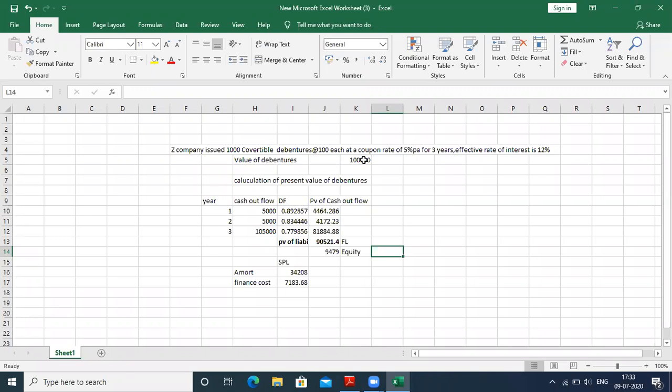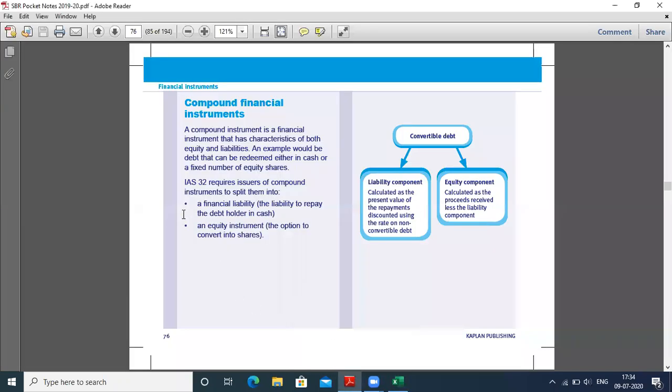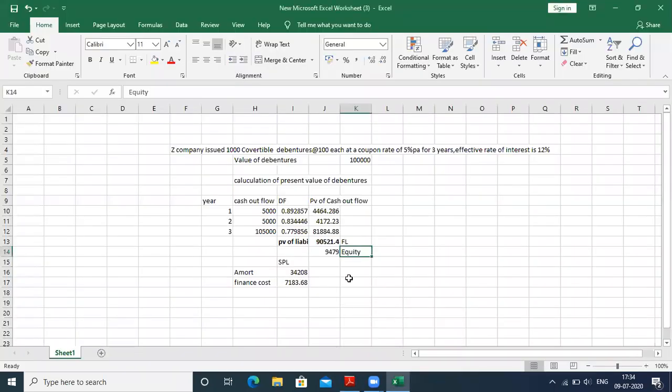So the net proceeds here is 1 lakh. From this particular proceeds, if you deduct the liability part, the difference which you will be getting is 9,479. It should be considered as equity. So this particular calculation will be done according to IAS 32. I hope you understood this.